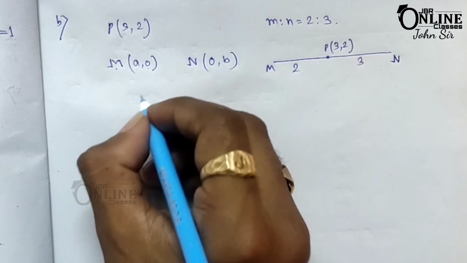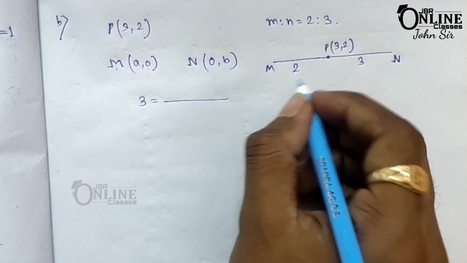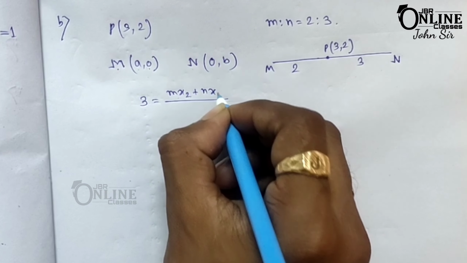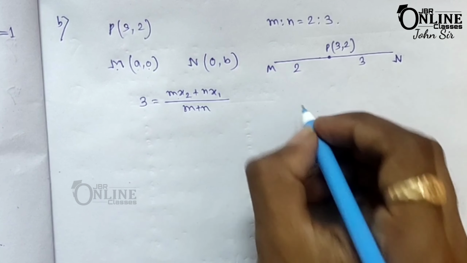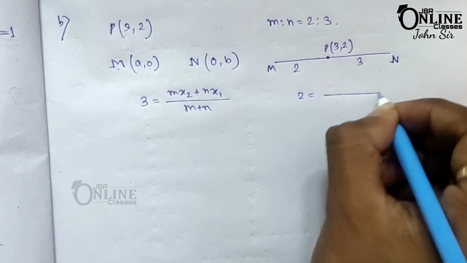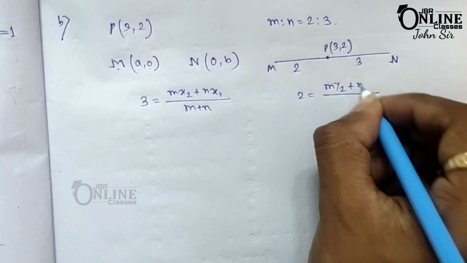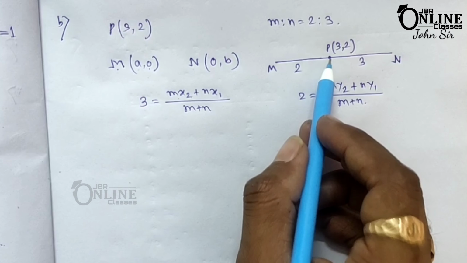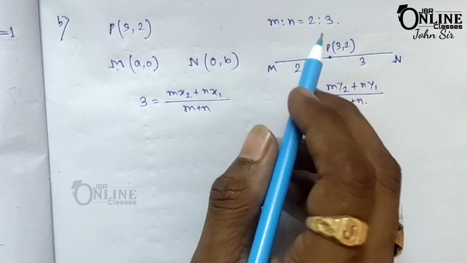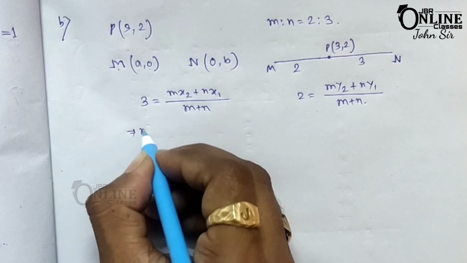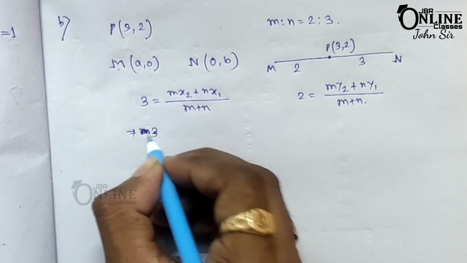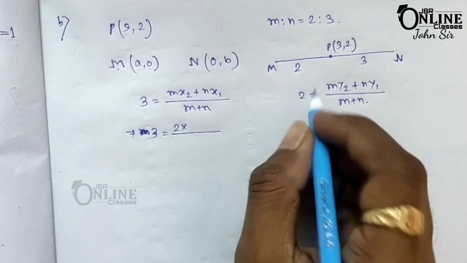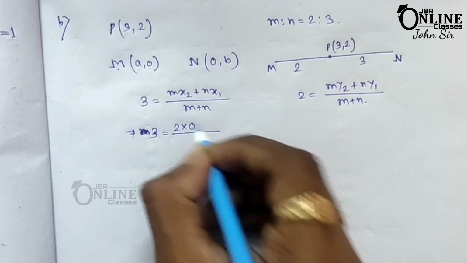So that means here 3 equals, what is the formula? (m x2 plus n x1) by (m plus n), and then for the y coordinate, that means 2 equals (m y2 plus n y1) by (m plus n). That is the formula if a point divides a straight line in the ratio m:n. So now, the value of m equals 2 and x2 equals the N coordinate, that means 0.